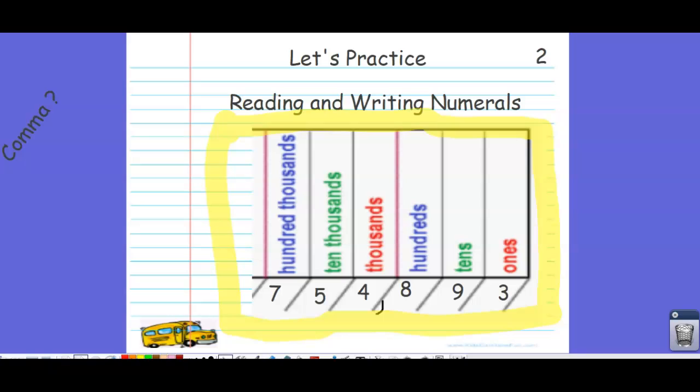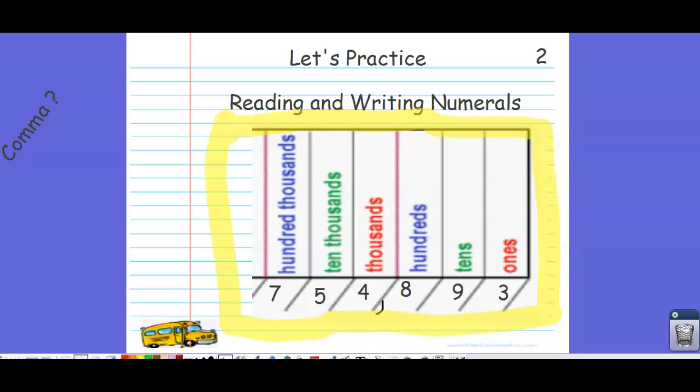So 754,893. We had some students that were going 700,000, 54,000. And so really that's a common mistake, and a way to quickly fix that is just to chunk those numbers.